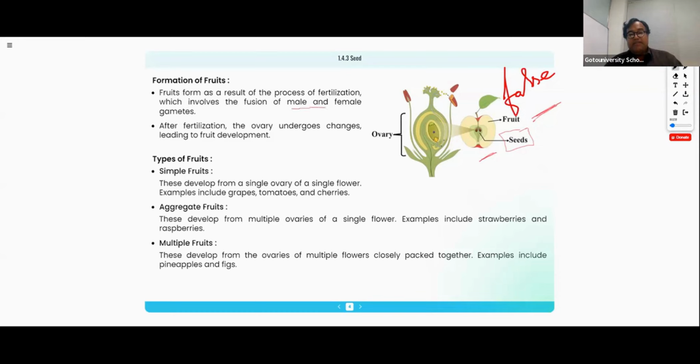Male gamete and female gamete fusion makes zygote. This zygote becomes embryo. We know very well. This embryo is going to become a new plant, right? So the fruits are categorized into many variety based on this.